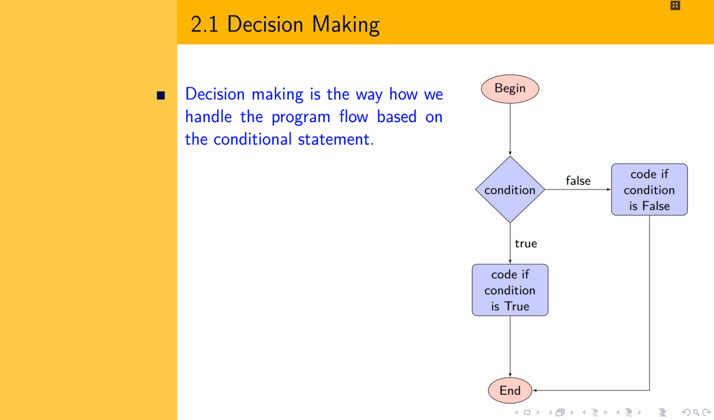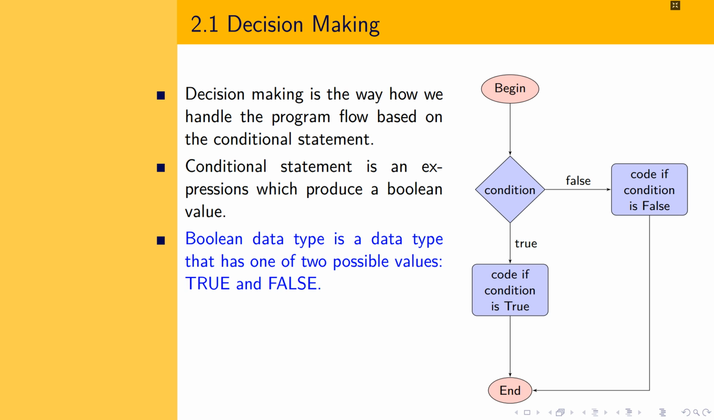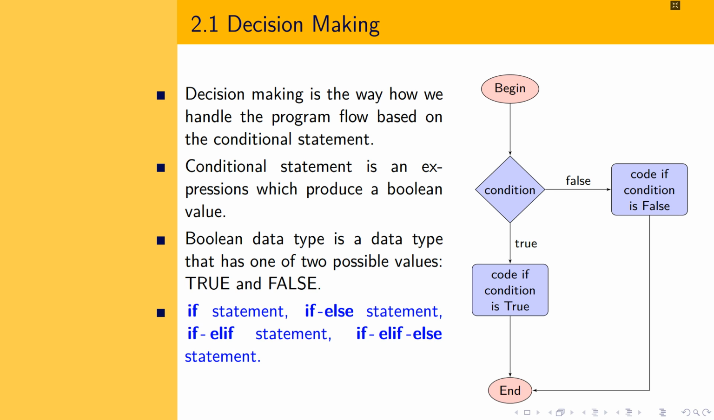In programming, a conditional statement is an expression which produces a Boolean value. For example, you test whether a variable is larger than 5, or you test whether the number is odd or even. The test will return a Boolean value. As I introduced to you, the Boolean value is a special data type whose value is only true or false. Accordingly, Python provides the syntax to write the if statement, if else statement, and if elif else statement. Okay, let's do some examples.